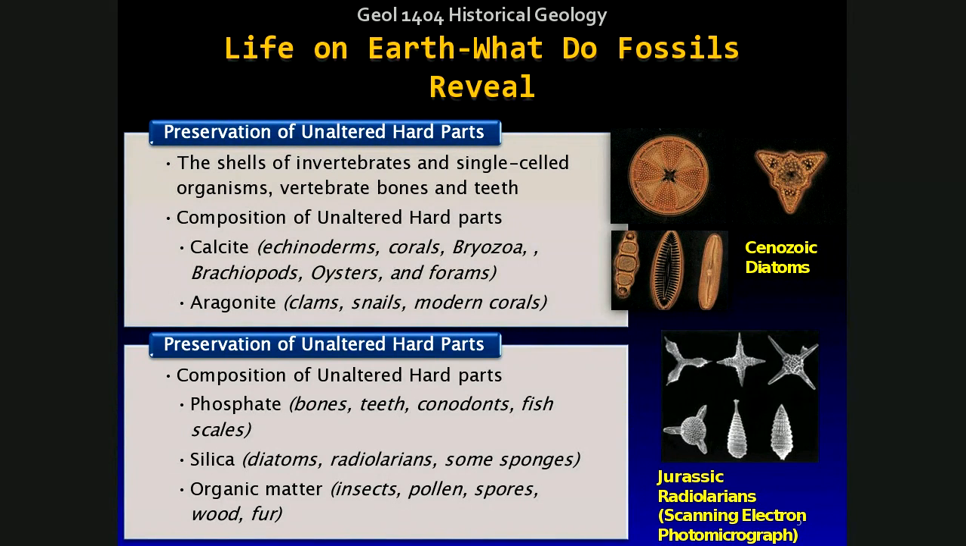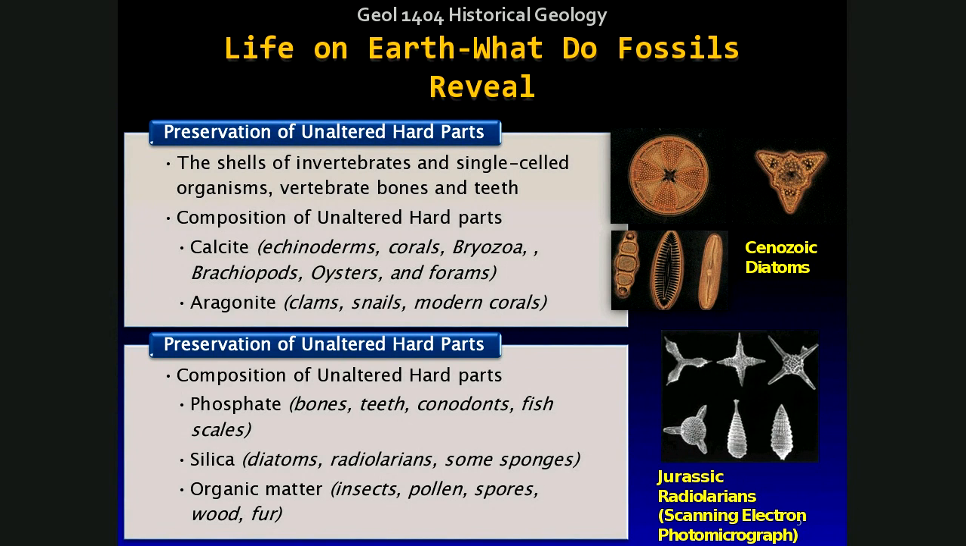In addition, you may find oyster shells, shells of foraminifera organisms, echinoderms, that is, this group includes sand dollar making organisms. So these are some examples for fossils that are made of unaltered hard parts, right?